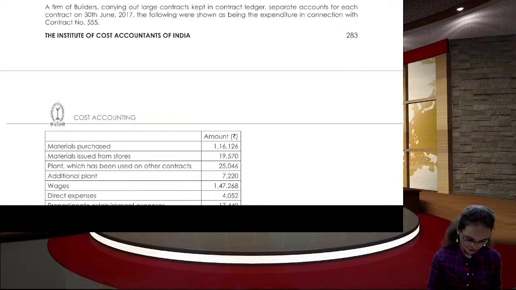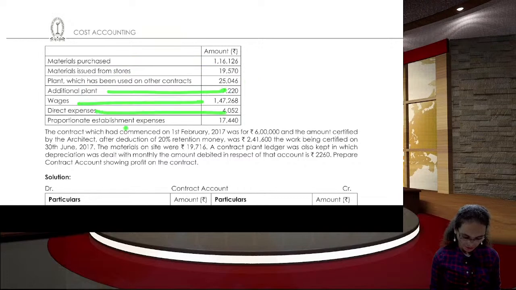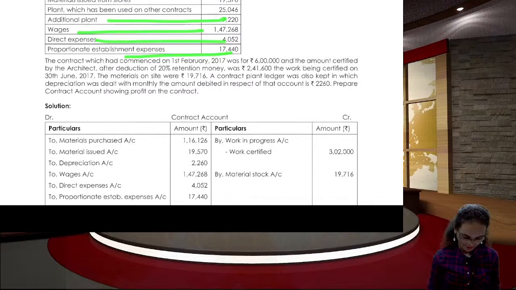Guys, please pay attention. A firm of builders carrying out large contracts kept in the contract ledger separate accounts for each contract. On 30th June 2017, the following were shown as the expenditure in connection with the contract. See here, material purchased is given, material issued to the stores is given, plant which has been used on other contracts is given, additional plant, wages, direct expenses, and proportionate establishment expenses are given.